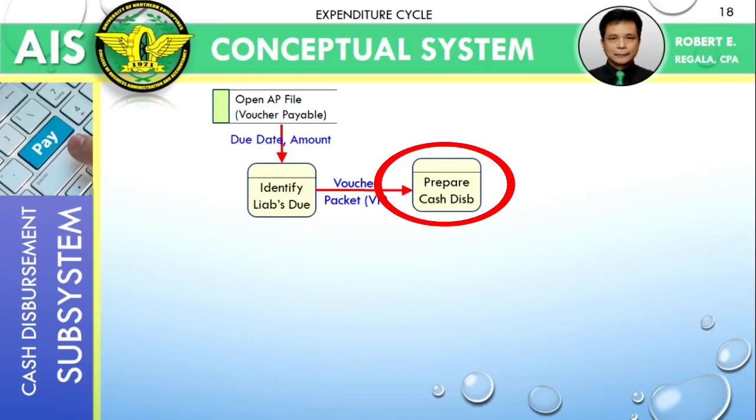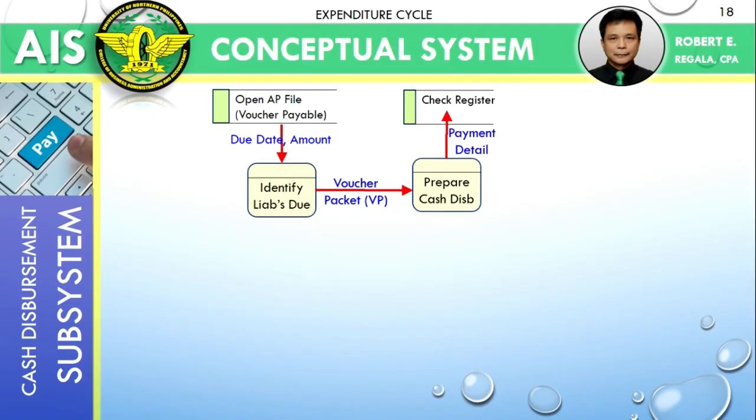Prepare cash disbursement. The cash disbursements clerk receives the accounts payable packet and reviews the documents for completeness and clerical accuracy. For each disbursement, the clerk prepares a check and records the check number, peso amount, and other pertinent data in the check register, which is also called the cash disbursement journal. Another sample of the check register and cash disbursement journal may be found in the Google Drive folder shared from the FB post.